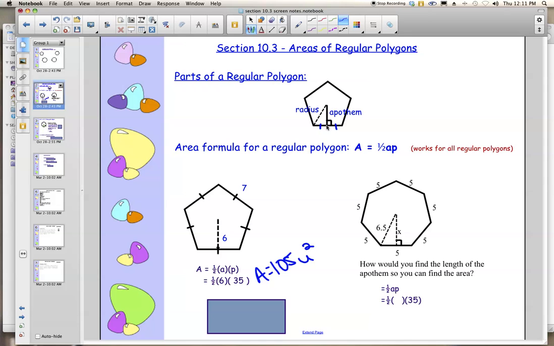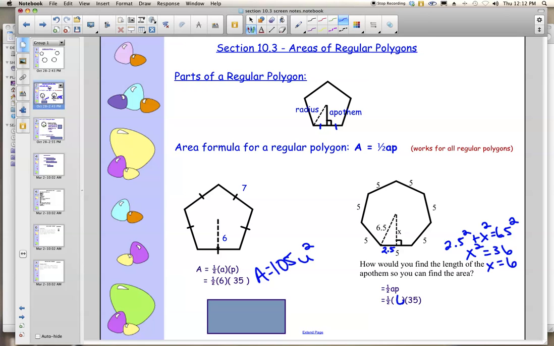Remember what I said, that when the apothem comes down, it creates a right angle, but it also bisects the sides. So since our side lengths are 5, the distance from here to here would be 2.5. That's going to allow us to do the Pythagorean theorem to find the length of our apothem. We would do 2.5 squared plus x squared equals 6.5 squared. When you solve that, you get x squared equals 36, which means your x is 6. Your apothem length is 6.